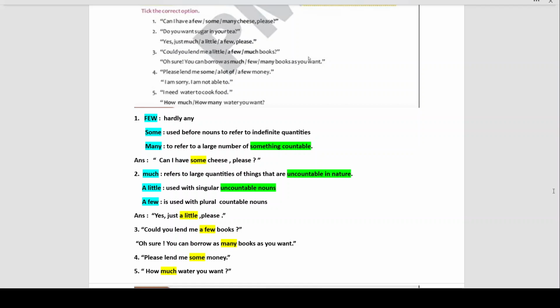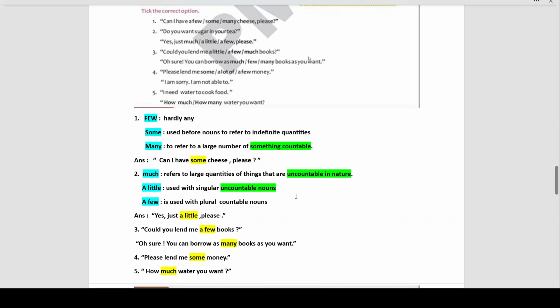Next, number 2. Do you want sugar in your tea? Now, what will I use here? Yes, just much, a little, or a few. Now you have to understand where you use much. Much refers to large quantities of things that are uncountable in nature. A little is used with singular uncountable nouns, and a few is used with plural countable nouns. So in this sentence, you will answer: yes, just a little please, because sugar is a singular uncountable noun. You cannot count the grains of sugar.